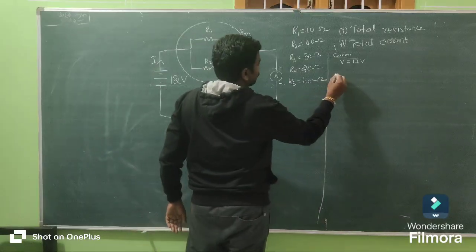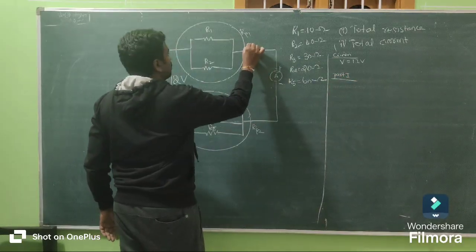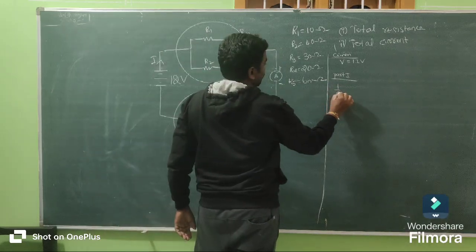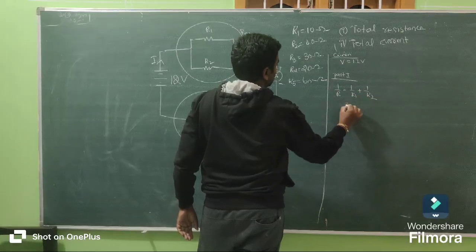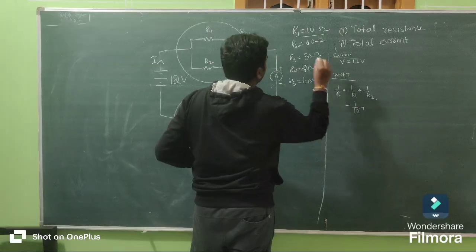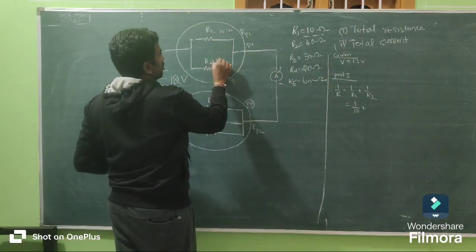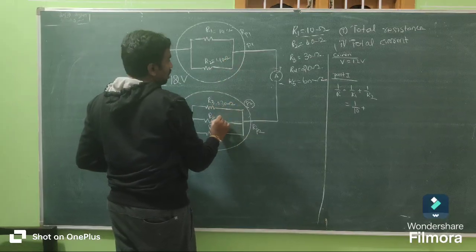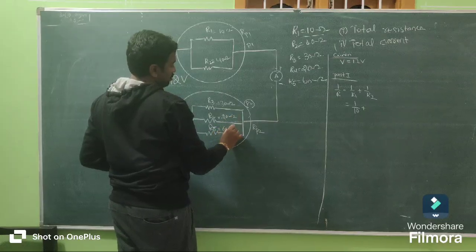So R equivalent, part 1 and part 2. For part 1, 1 by R equivalent is equal to 1 by R1 plus 1 by R2. They have given R1 10 ohm, R2 40 ohm, R3 30 ohm, R4 20 ohm, R5 60 ohm.